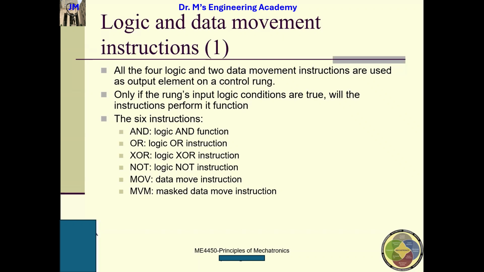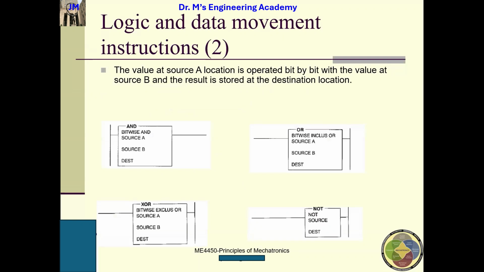Move data, MVM. So you can see there is another masked data move instruction. I'm going to talk about this one also. I want you to memorize MVM and also MEQ together. Both of them are masked operations. The value at source A location is operated bit by bit. Keep in mind, bit by bit. When I say AND, it does not mean A plus B, that 1 plus 2 equals 3. No, that is bit by bit AND logic.